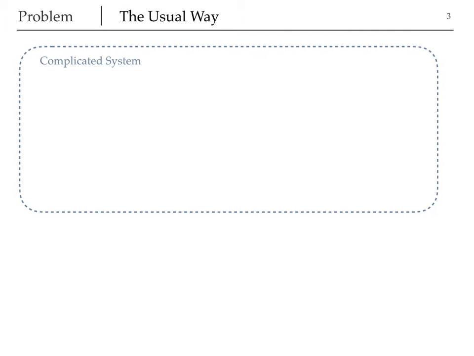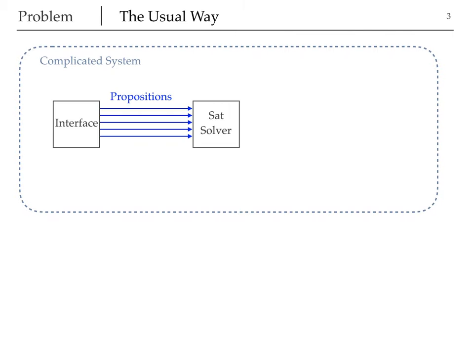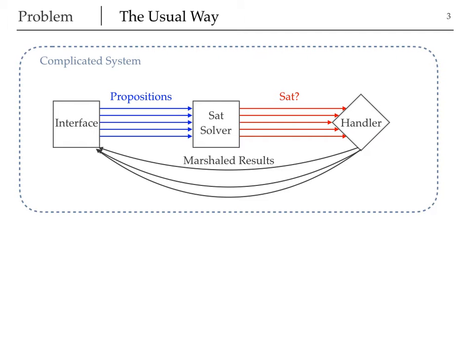We typically have a complicated system. Inside that complicated system, you'll have some interface that translates problems in your problem domain to propositional formulas. You'll send those formulas to the SAT solver. Your SAT solver will say this is satisfiable or is not satisfiable, and then you'll have some handler to translate those results back to your complicated system so that it can reason about the problem domain. And this is great, it works.